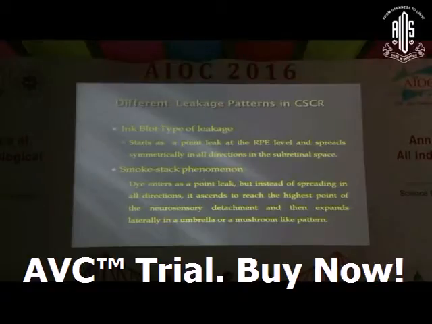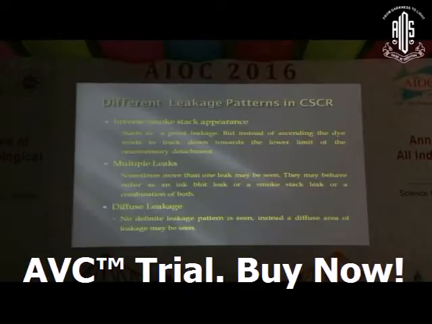Now, coming to the different leakage patterns in central serous retinopathy, first we will come to the ink blot type of leakage. Ink blot leakage starts as a point leak at the RPE level and spreads symmetrically in all directions in the subretinal space. The other common one is the smokestack phenomenon. Dye enters as a point leak, but instead of spreading in all directions, it ascends to reach the highest point of neurosensory detachment and then expands laterally in an umbrella or mushroom-like pattern.